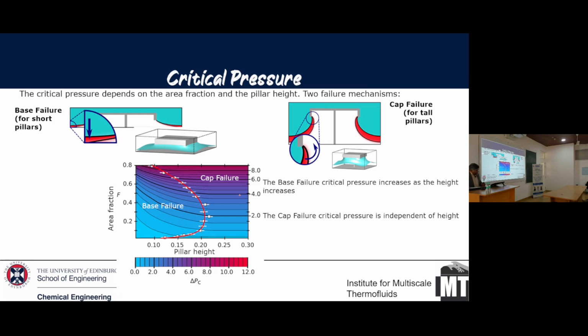Okay, so this is what we have seen. One of the key results is that if you want to have a base failure, the base failure critical pressure increases as height increases, because as height increases, you won't have a base failure anymore. You will have a cap failure. But the problem with cap failure is that it can happen at any height, because it's ultimately dependent upon this region.